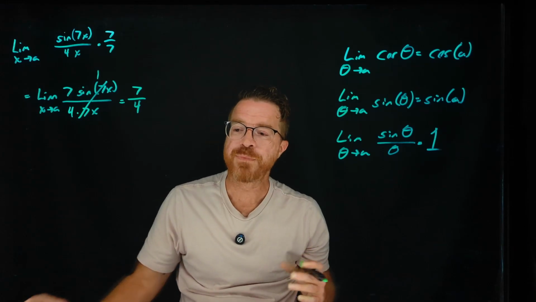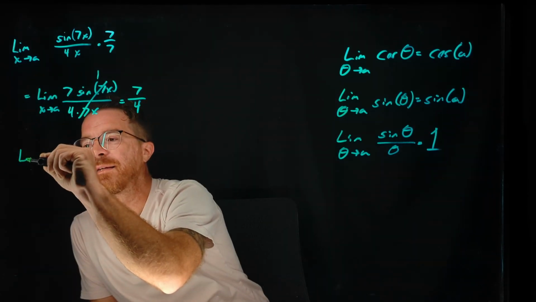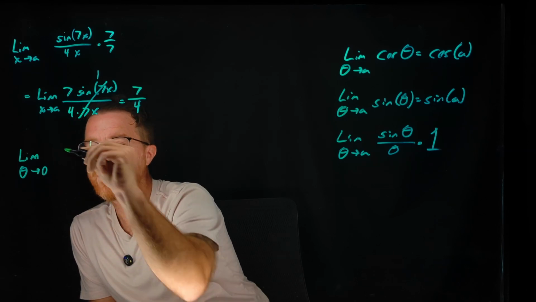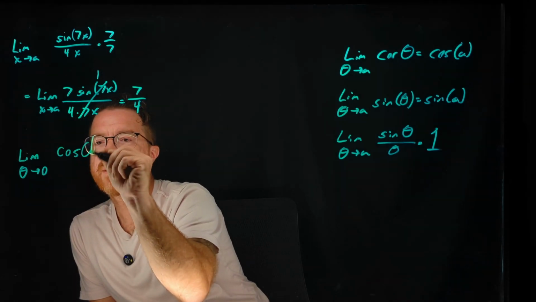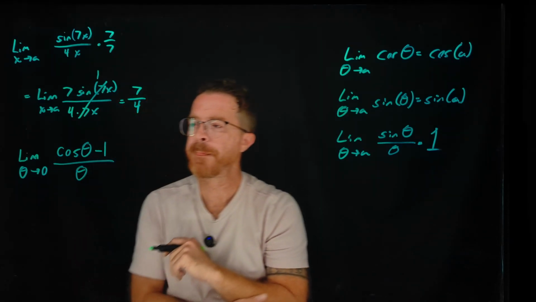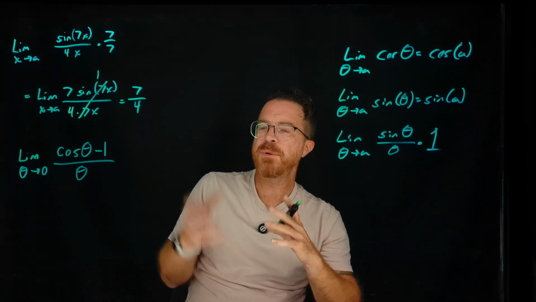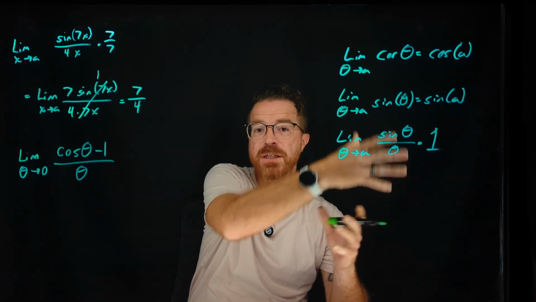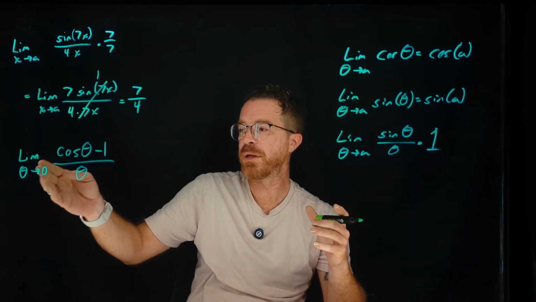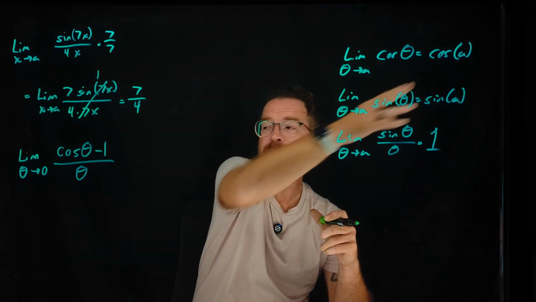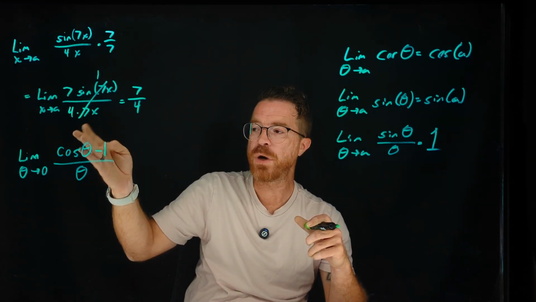For the next example, we're going to look at the limit as theta approaches 0 of cosine theta minus 1 divided by theta. This one is a little bit more complicated because we can't really use any of these rules right now. If we were to just try to plug in 0, cosine of theta would be cosine of 0, which would be 1.